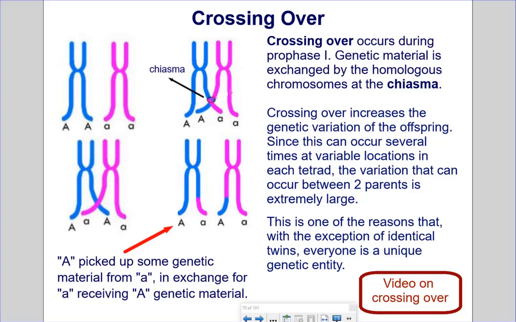Crossing over. Crossing over occurs during Prophase I. Genetic material is exchanged by the homologous chromosomes at the chiasma. Crossing over increases the genetic variation of the offspring. Since this can occur several times at variable locations in each tetrad, the variation that can occur between 2 parents is extremely large. This is one of the reasons that, with the exception of identical twins, everyone is a unique genetic entity. In this example, Big A picked up some genetic material from little a, in exchange for little a receiving Big A genetic material. Click here for a video on crossing over.